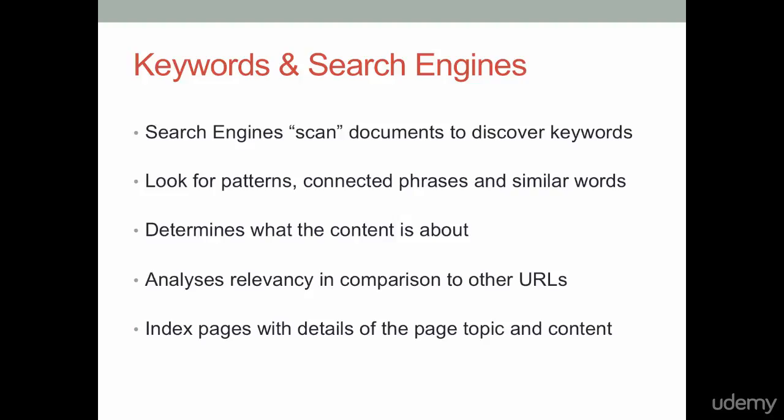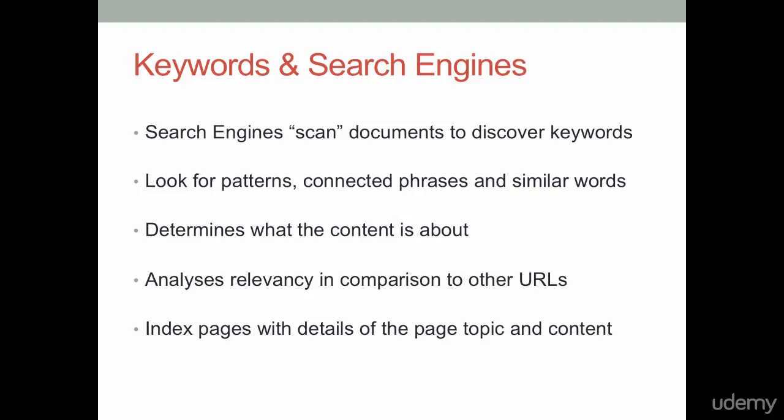So what they do when they index a page is to scan the document and the text to discover certain keywords and try and get an understanding of what the page and content is about. They look for certain patterns, connected phrases, similar words. And to be honest with you, this is the magic of search engines like Google. The fact that they're able to distinguish one piece of text from another and determine exactly what the content's about is a mystery to me. And I'm not going to try and understand it. All I'm really concerned about, and all that you should really be concerned about, is what you can do to make sure that your content is understood the best it can be by the search engines.